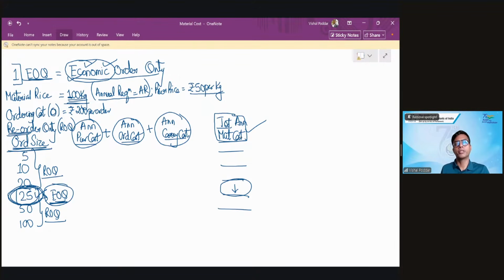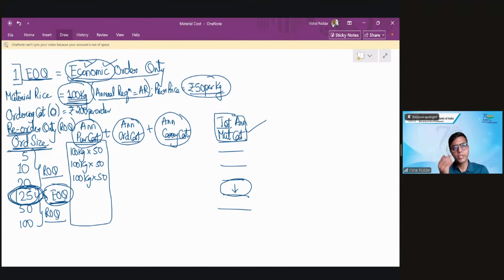Now, how will you find out your annual purchase cost? That will be simple. It will be your annual requirement, which is 100 kgs, multiplied by my purchase price, because every time I purchase, they will charge me rupees 50. So 100 kgs I need into 50. In other words, my annual purchase cost will be the same in all the options. Why will it be the same? Because annually I have to purchase 100 kgs and my per kg price on average is 50. So my annual purchase cost in all the options is the same, so that is not changing. What is changing in all the options is my ordering and my carrying cost. Now students, pay attention.